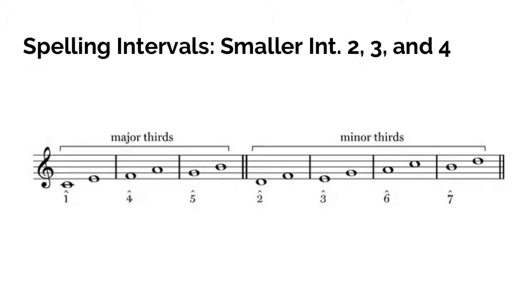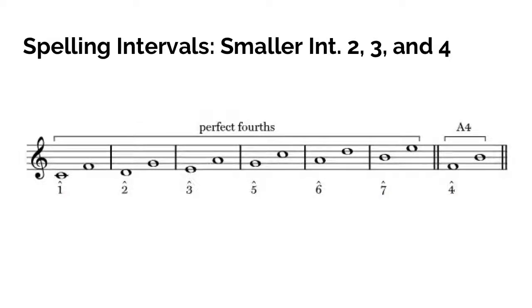So scale degree 1 to scale degree 3 is a major third. Scale degree 4 to scale degree 6 is a major third. Scale degree 5 to 7 is a major third. 2 to 4 is a minor third. 3 to 5 is a minor third. 6 to 1 or 8 is a minor third. And then scale degree 7 to scale degree 2, or 9 in this case maybe, is a minor third as well.